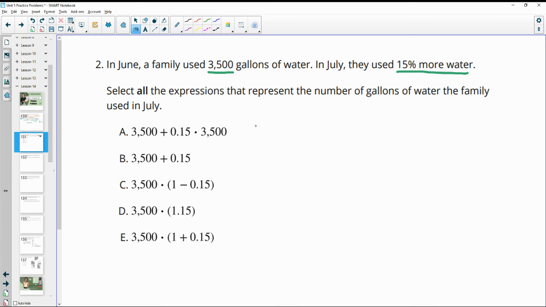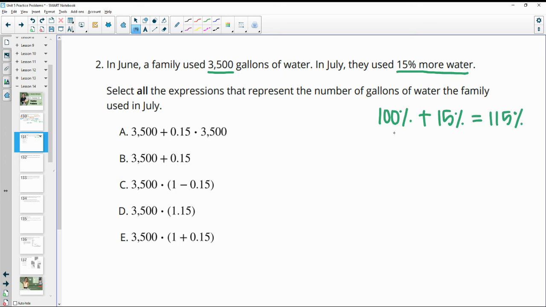So if we just think about this before we look at the expressions, remember that we have the 100% that they used in June. So they're using 100% of that. So they're using 3,500 gallons, plus they're using another 15%. So if we think about this, this is 115% of what they used in June.